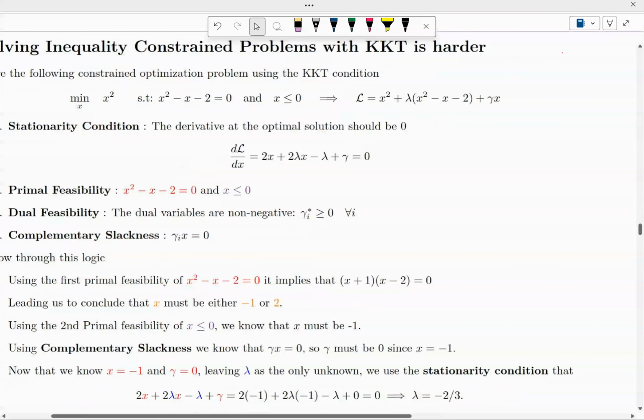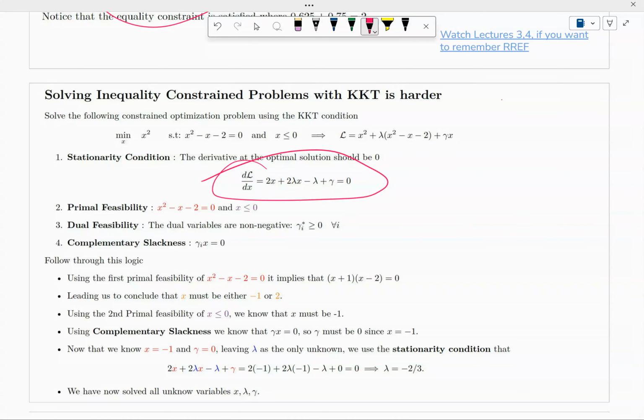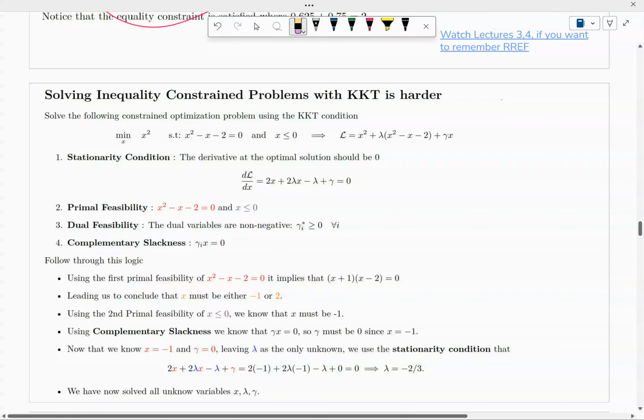So what do we do? Well, the first thing you can do is walk down the list. The first thing is the stationarity condition. If you find the stationarity condition, then this has to be true, because you take the derivative and set it to zero. The next one is called primal feasibility. Primal feasibility says these have to be true. So it's saying that this has to be true and this has to be true.